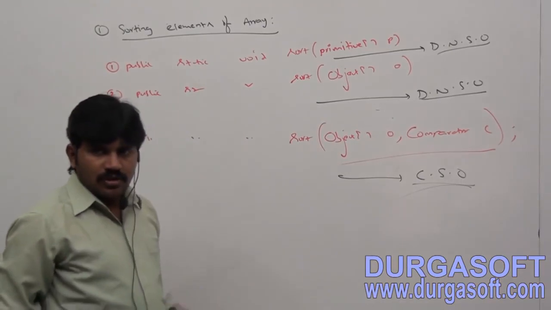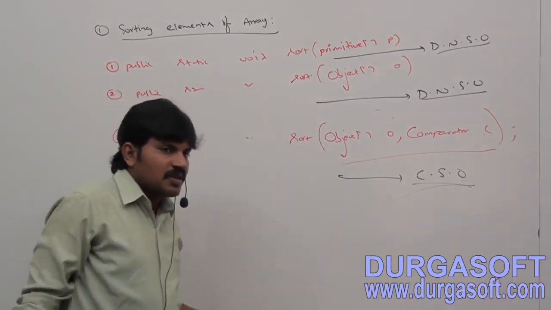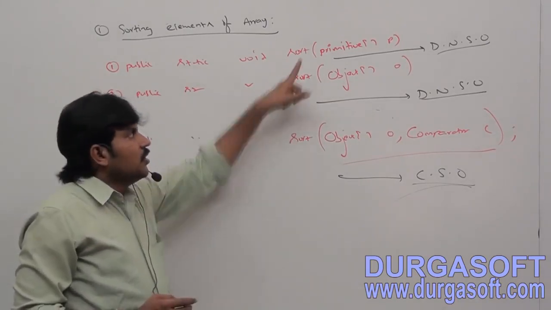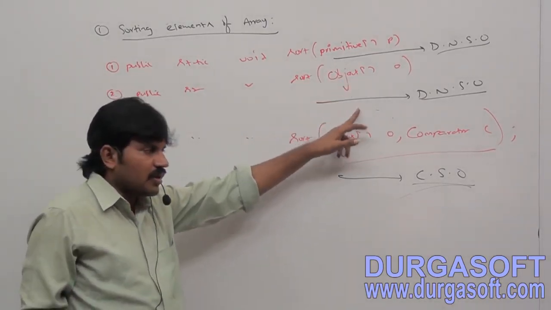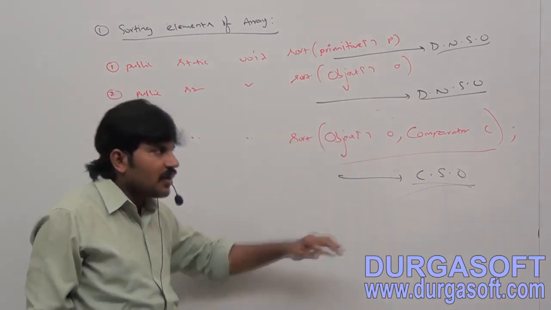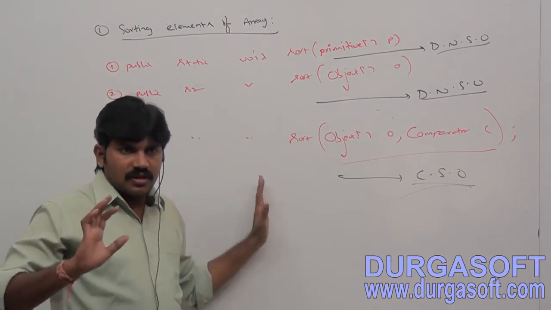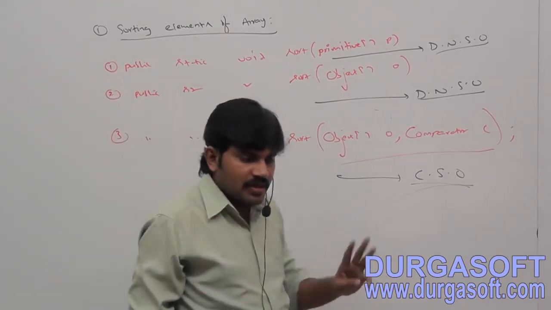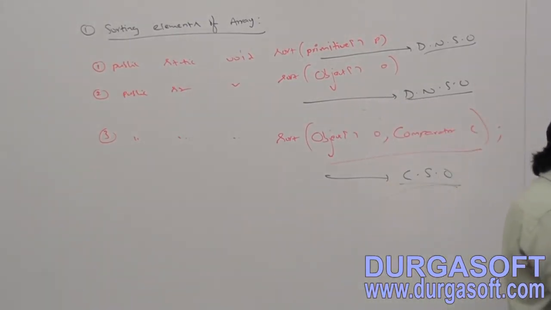Now there is no doubt at all. I hope you people are able to understand. So in total how many sort methods are available? Three sort methods: sort of primitive array, sort of object array based on default natural sorting order, and sort of object array based on customized sorting order specified by a Comparator object. Is it clear? So the Arrays class defines three methods.